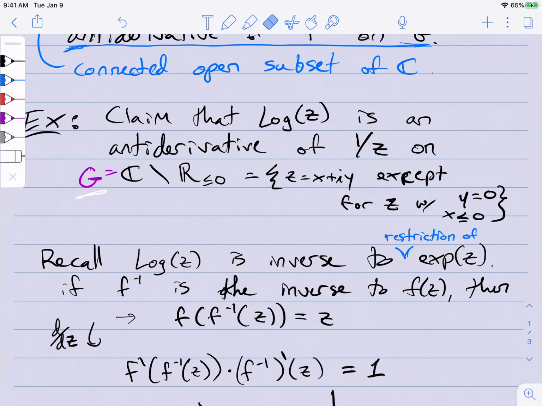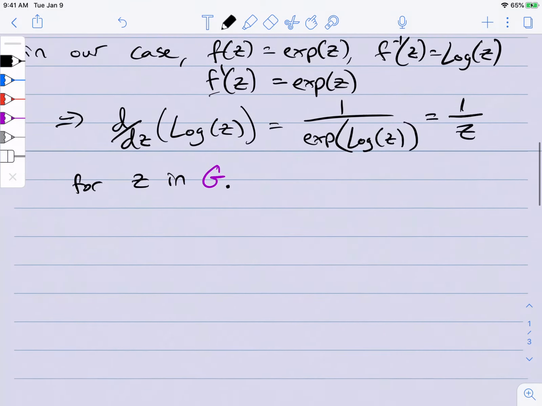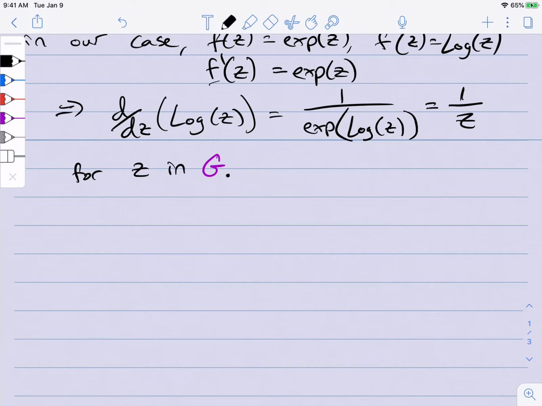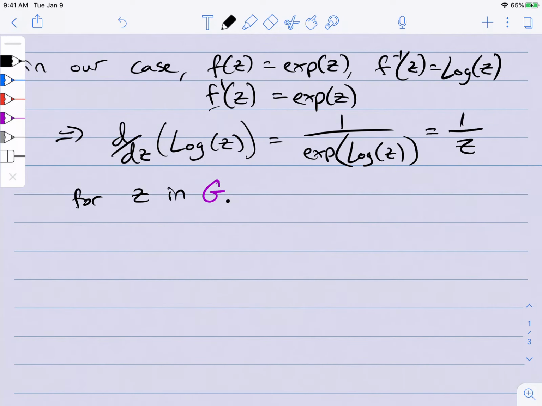And again, I chose this region G because this is the largest open set where log z is defined and continuous. All right. So that's an example of an antiderivative. An antiderivative of 1 over z in this region G is log z. Okay, and now let me state the fundamental theorem.